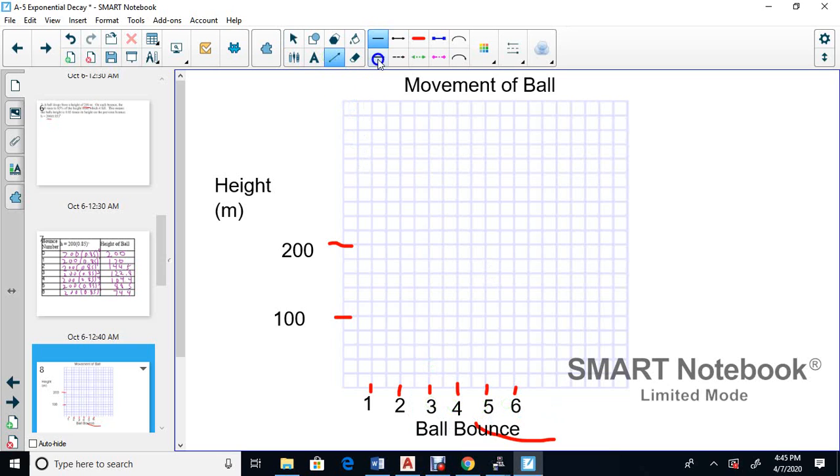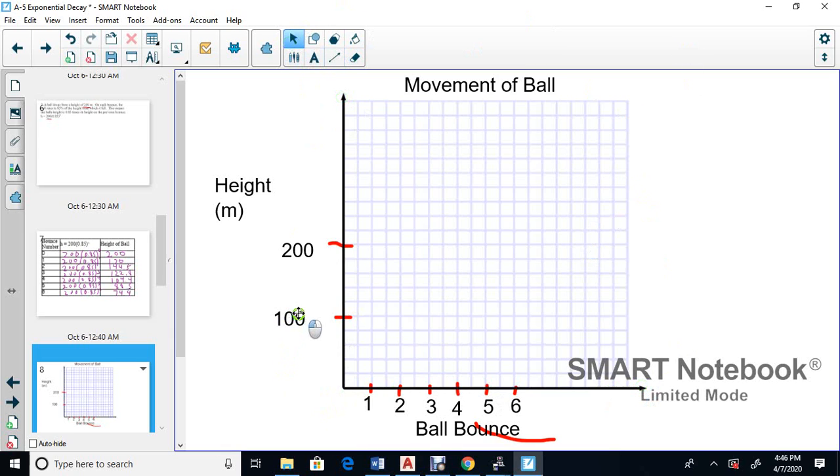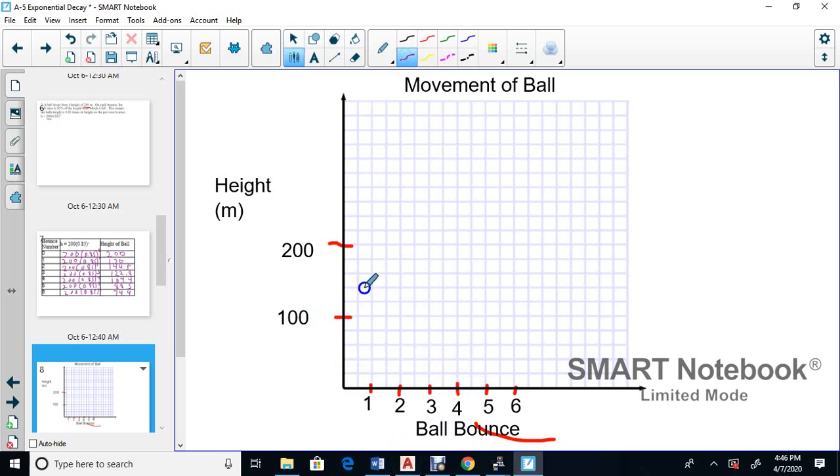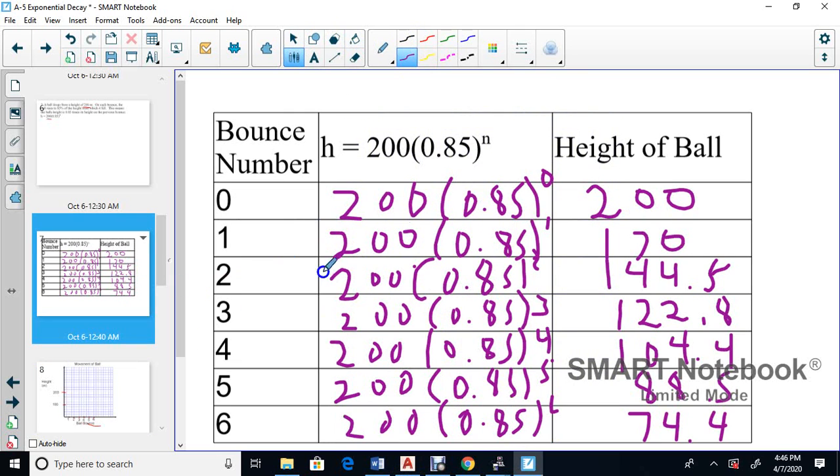Create our axis here. Bring the axis up there. And we'll draw the axis over here. Okay, we got everything. Now we're ready to graph. So I know at 0 we're at 200. I don't know how I remember that. Just use a different color. At 0 we're at 200, right there. Okay. At 1 we're at 170.